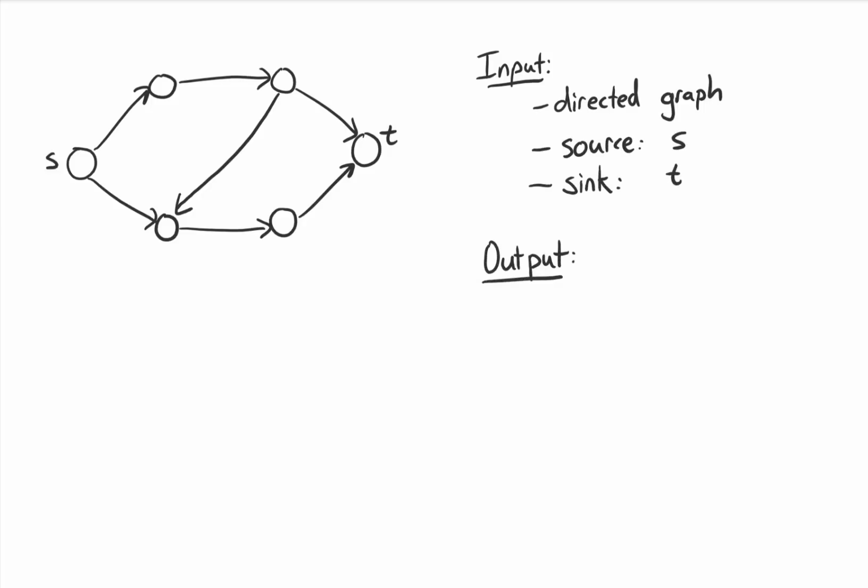And so what would we like to output in this graph? The problem we're trying to solve is we want to find the maximum number of paths that could be in this graph that go from S to T, and they have no shared edges. So that's the problem we're going to spend today working on, and that's what we're trying to figure out.